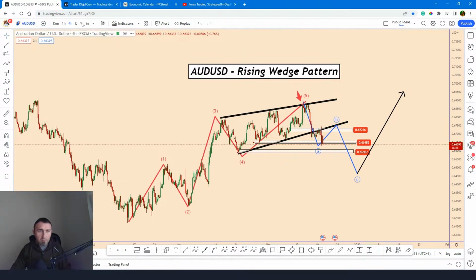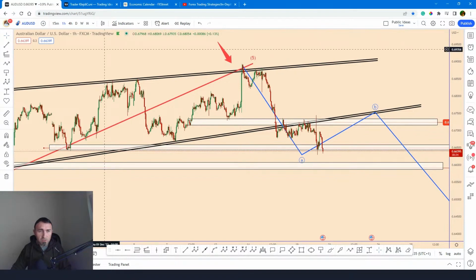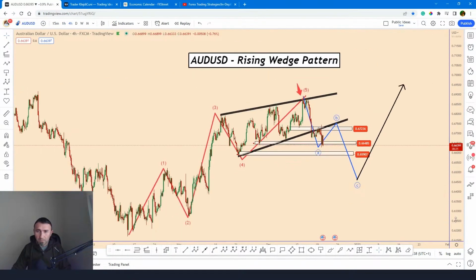So let's see, but this is not worth breaking down on the lower time frame. Price has just stopped at this moment. It looks very interesting. You can let me know if you have any question.